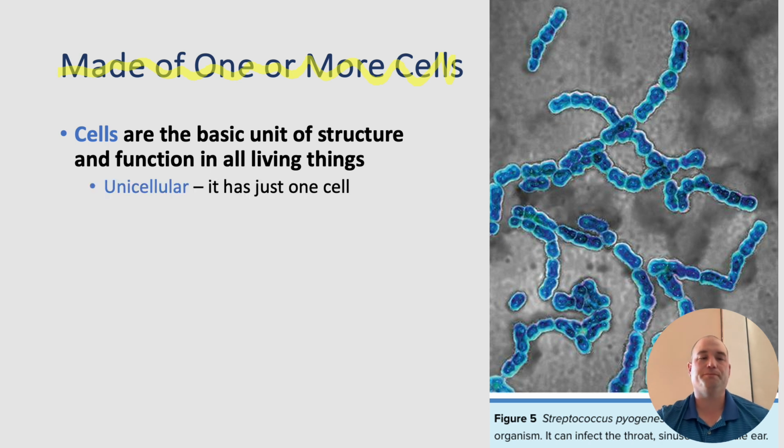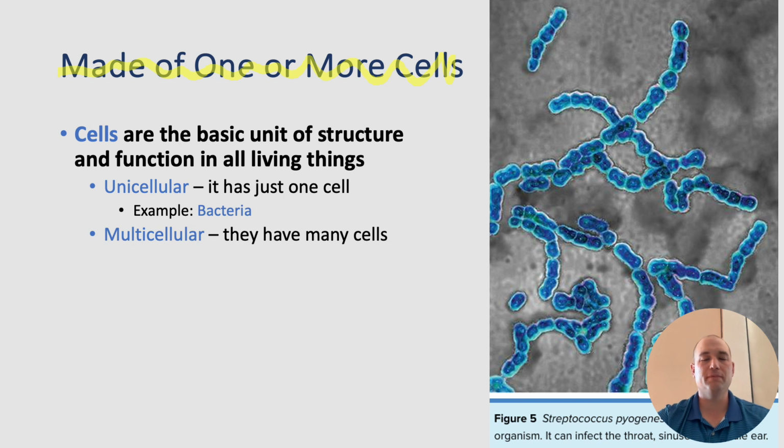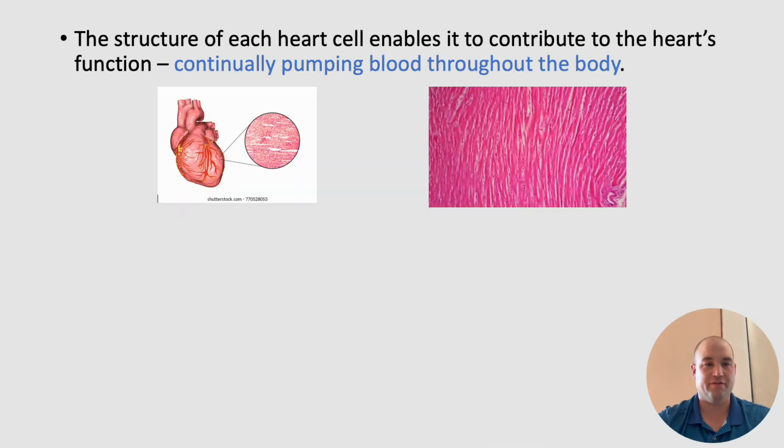Okay? So cells can be one of two things. They can either be unicellular, it just has one cell, for example, bacteria, or they could be multicellular. They have many cells. Humans and plants are examples of these. So cells and how those cells are arranged are a key component of the characteristics of life.